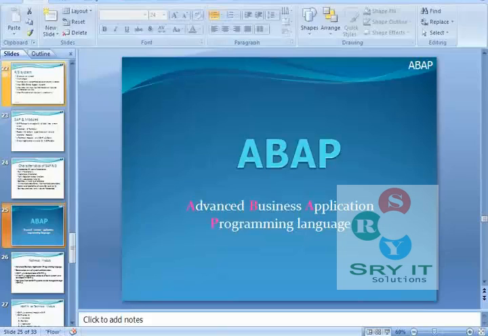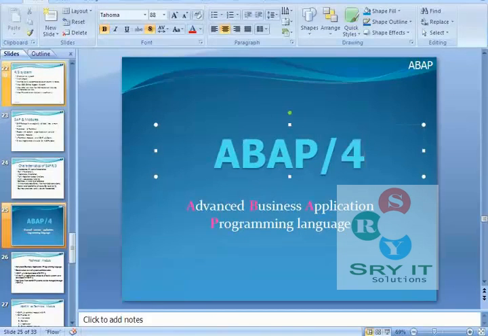So ABAP is Advanced Business Application Language, a fourth generation language. I'm repeating this because C, C++, Java and other languages come under the third generation, as do COBOL, Pascal, and Lotus 123. ABAP is implemented using all those features, and that's the reason they made it a fourth generation language, because it supports the enterprise organization.